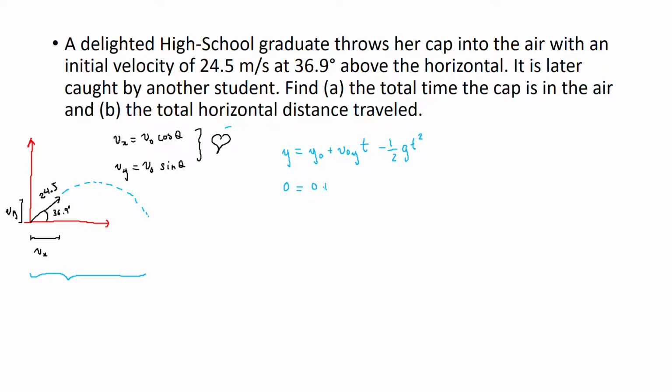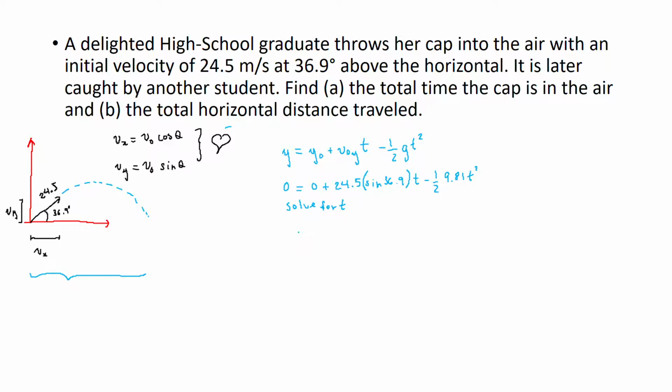Okay, so initial velocity in y is gonna be 24.5 sine of 36.9. Let me use parentheses so that we don't get screwed. Times t, minus a half of 9.81 times t squared. Okay, so from here we can solve for t.